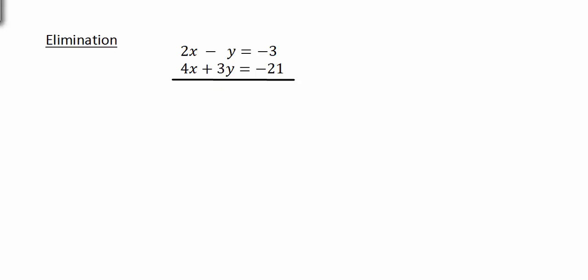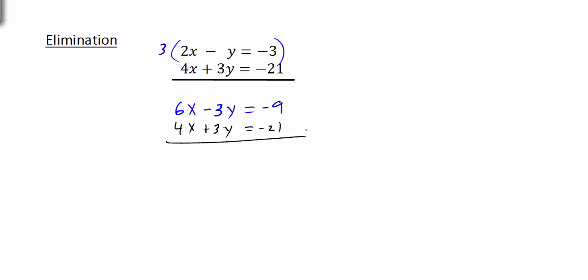If we take the first equation and multiply by 3, we would get 6x minus 3y equals -9. Now, what's the advantage of doing that? Well, if we bring down the other equation and leave it alone, we have 4x plus 3y equals -21. Now, why did I pick 3? Because when I multiply 3 by the -y, I'm going to get -3y and +3y. They're going to cancel out.